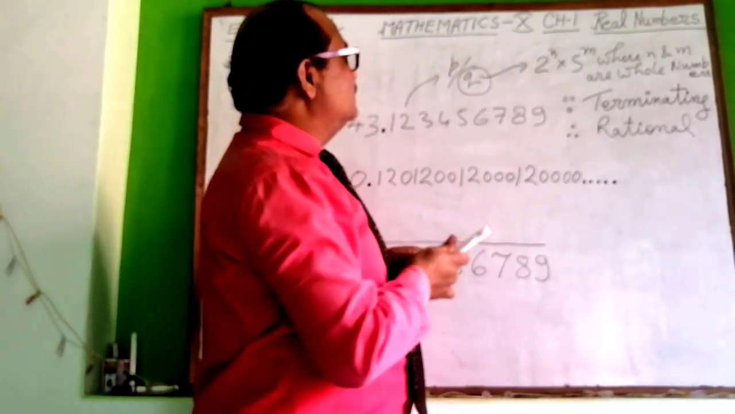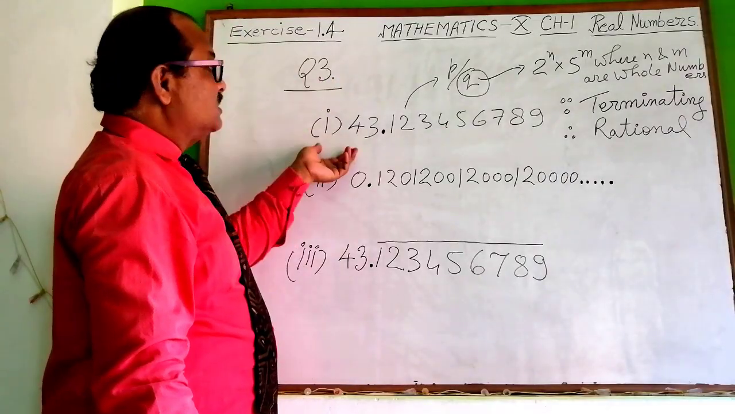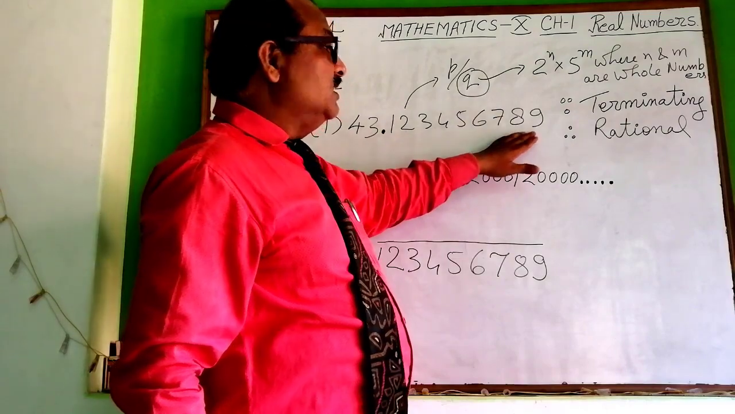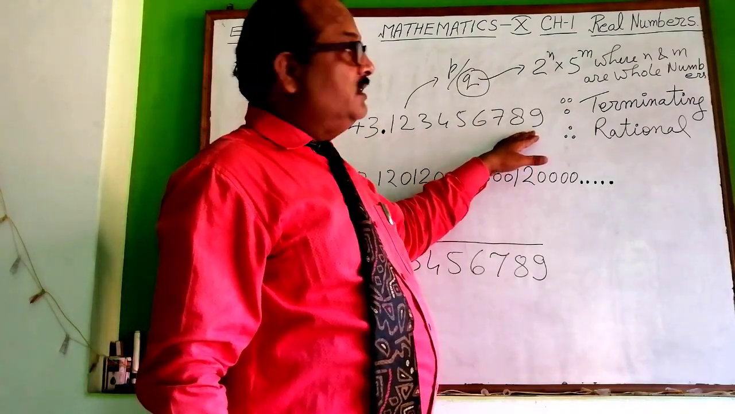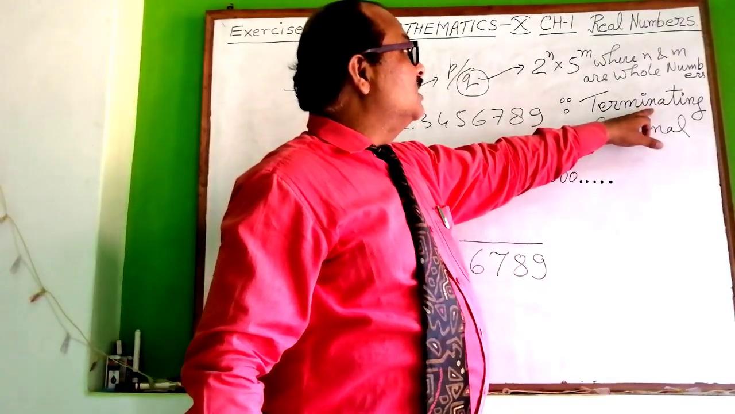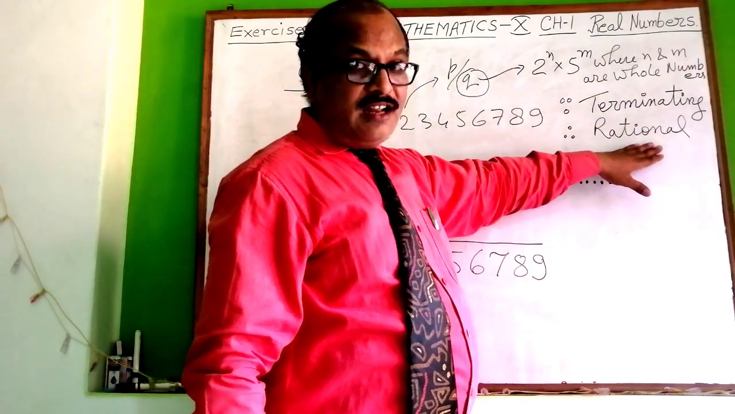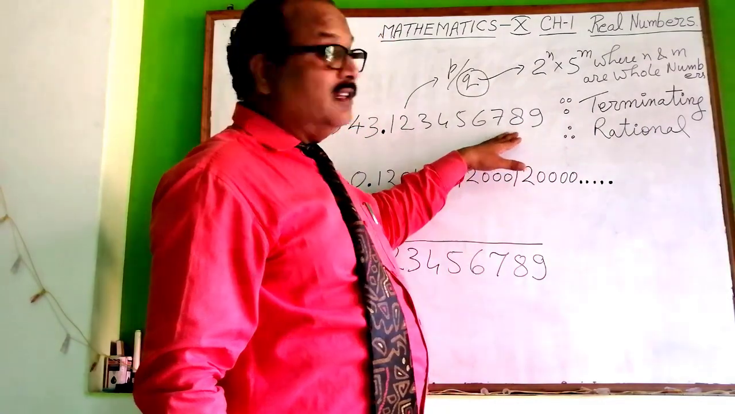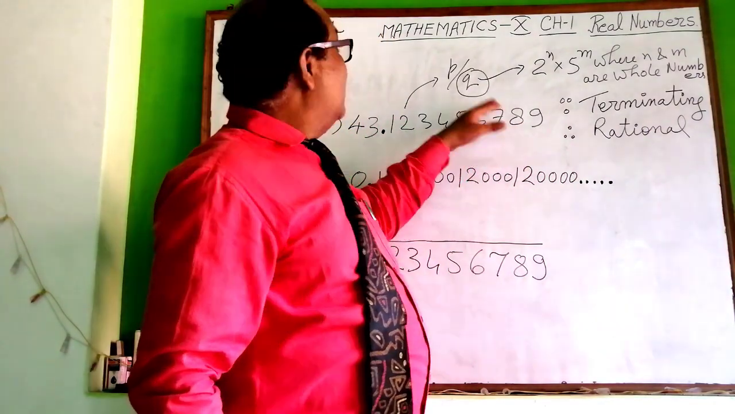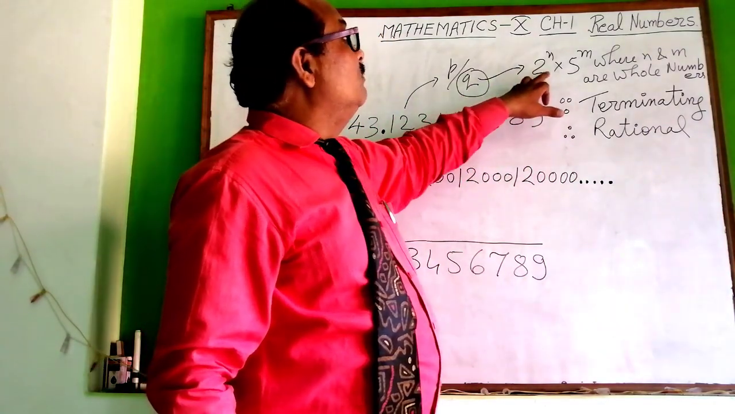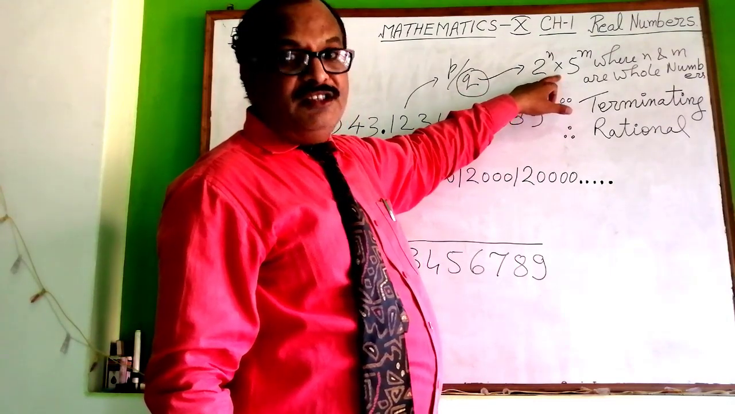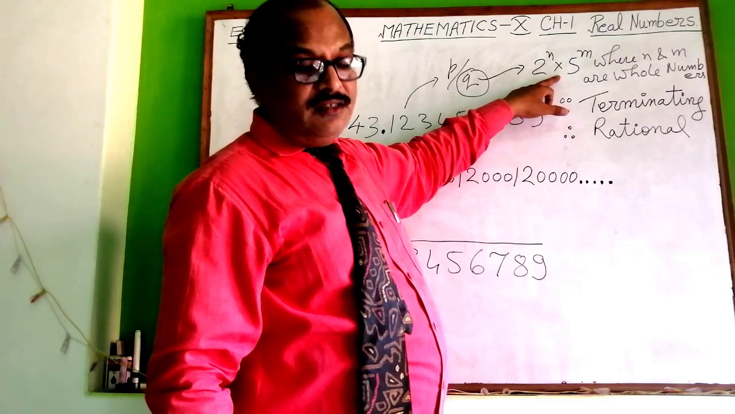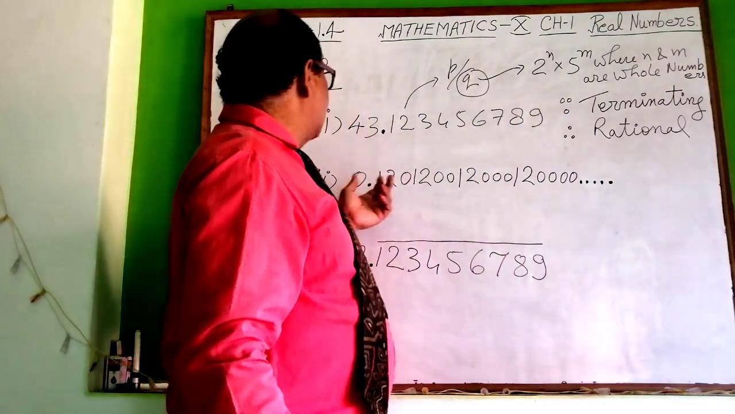So students, question 3 first part is completed. You just decide this is a terminating decimal, and your answer you will write like this: the number is terminating, therefore it is a rational number, and its denominator, when written in the form p upon q, has prime factors of q of this form. Because it is asked in the question, you must write your answer. Now see the second one.